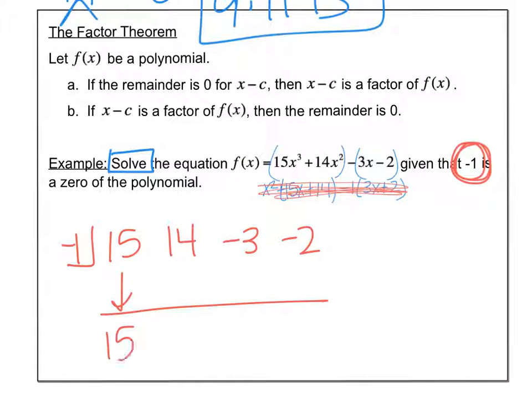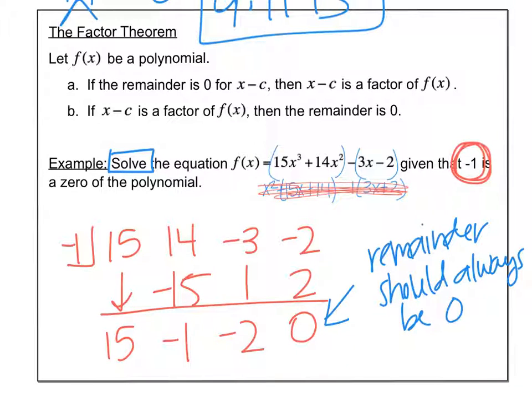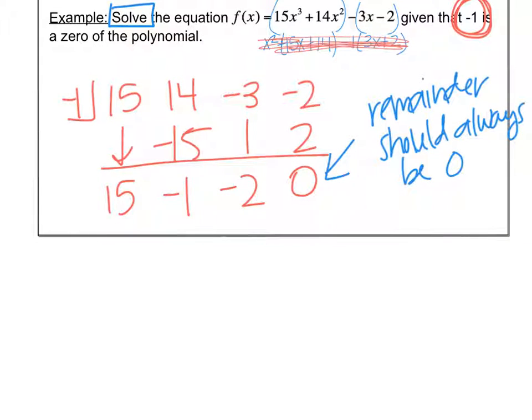15 comes down. -15, -1, 1, -2. Notice what our remainder is. What told me that that should be 0? It's a factor. So the remainder here should always be 0 when they tell you it's a factor. So now we have to answer the question. The question still said solve.